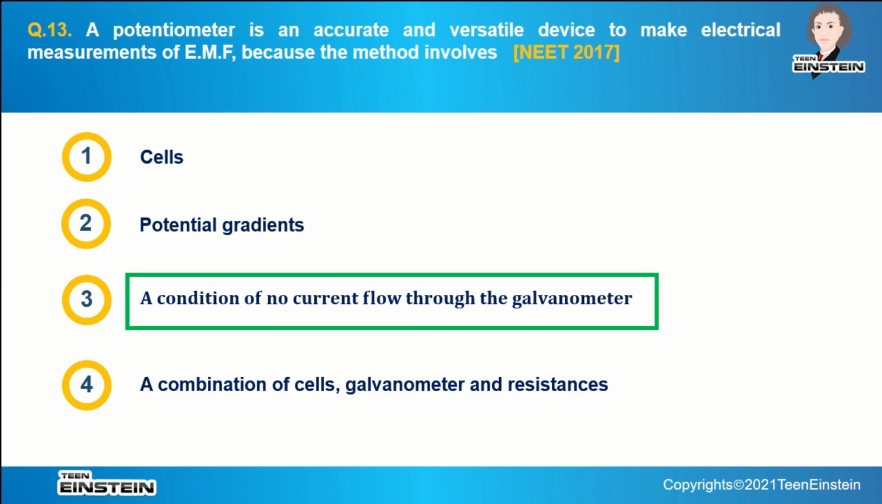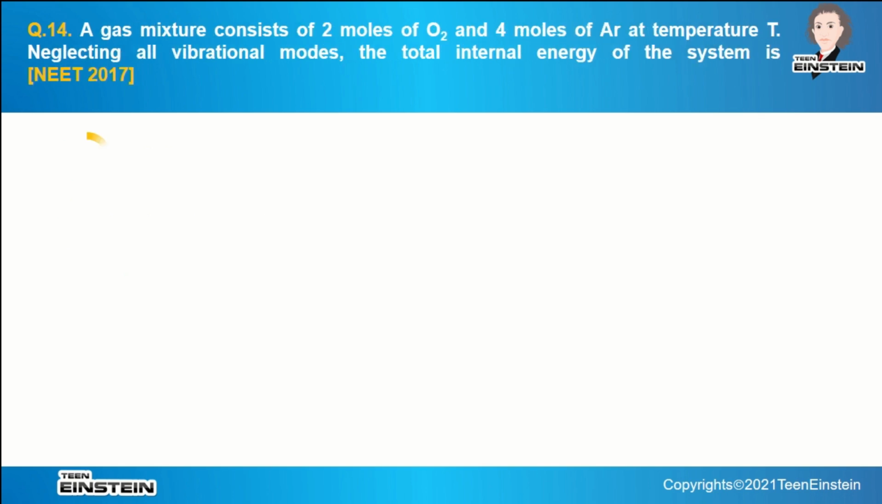So it works on the principle of Wheatstone bridge, so no current will be flowing through the galvanometer. It is mainly used for measuring the potential difference, the internal resistance of a cell, and comparing the EMF of two different sources. So the correct option is a condition of no current flow through the galvanometer. Okay, so now let us move on with the next question.